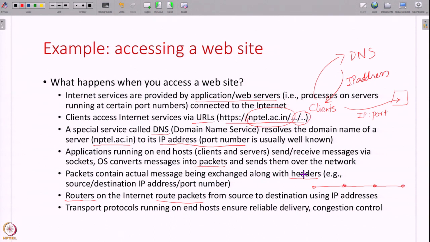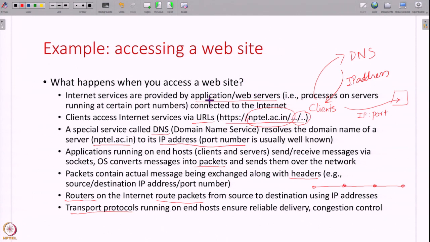And finally, you also have something called transport protocols, that is some extra mechanism running at the client and server to ensure various things like reliable delivery and congestion control. For example, if the path going to the server is very congested, you might want to slow down and send a little bit later. If some message was lost, you might want to resend it. All of these mechanisms are implemented by transport protocols. So, this is a rough idea of how a client accesses any service on the internet.